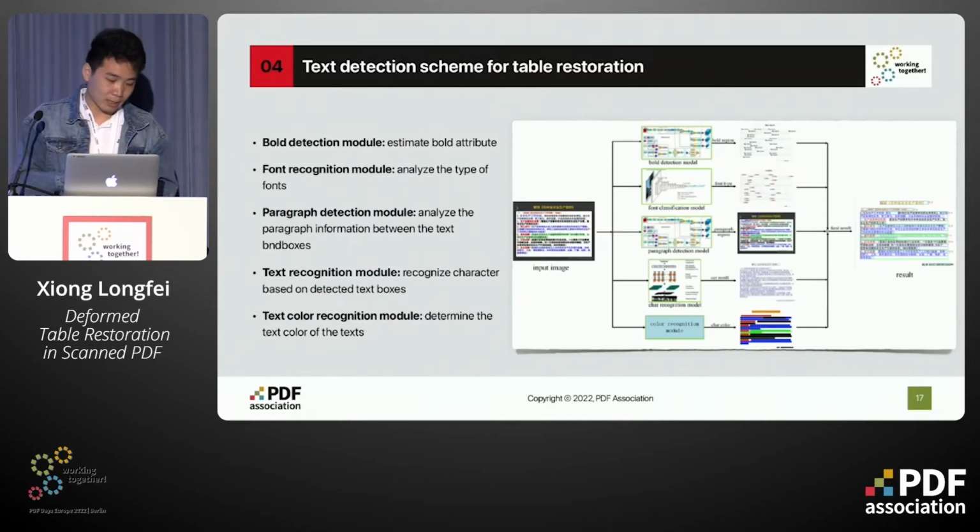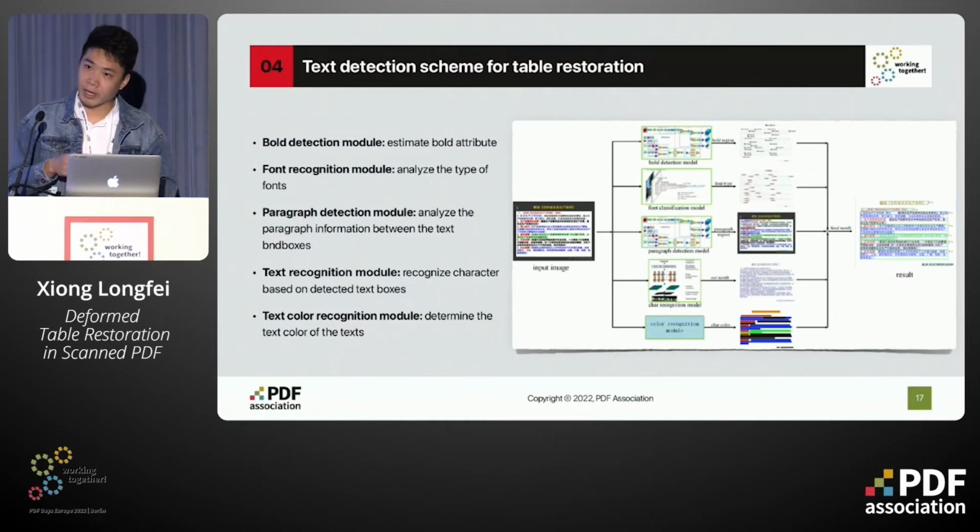In order to obtain a better ability to restore text attributes, we designed a series of modules to identify the font type, paragraph relationship, and text color, so that the restored table can better reflect the style and attributes of the original table. In this part, deep learning models and traditional CV algorithms are combined a lot. None of them can do such delicate work alone.